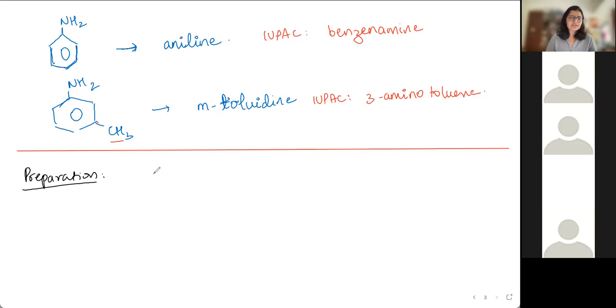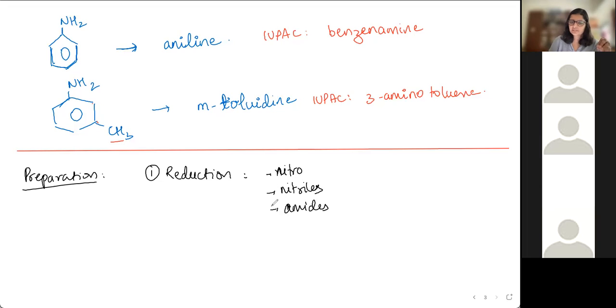So preparation methods, I would put them into 4 main categories. The first set of reactions are all reductions. So you are reducing all the nitrogen containing compounds by adding hydrogen to them. So you have nitro compounds, you have nitriles, that's cyanide, CN, and you have amides. Reducing all of these, remove oxygen, add hydrogen, you get amines.